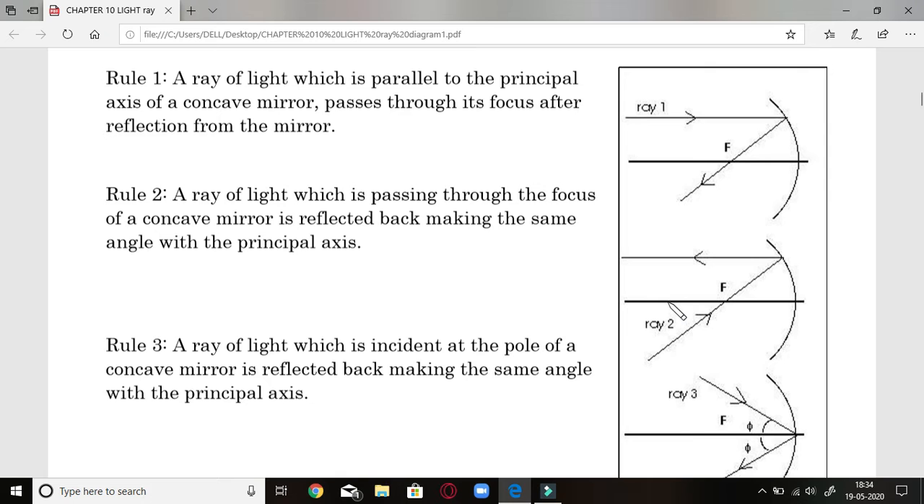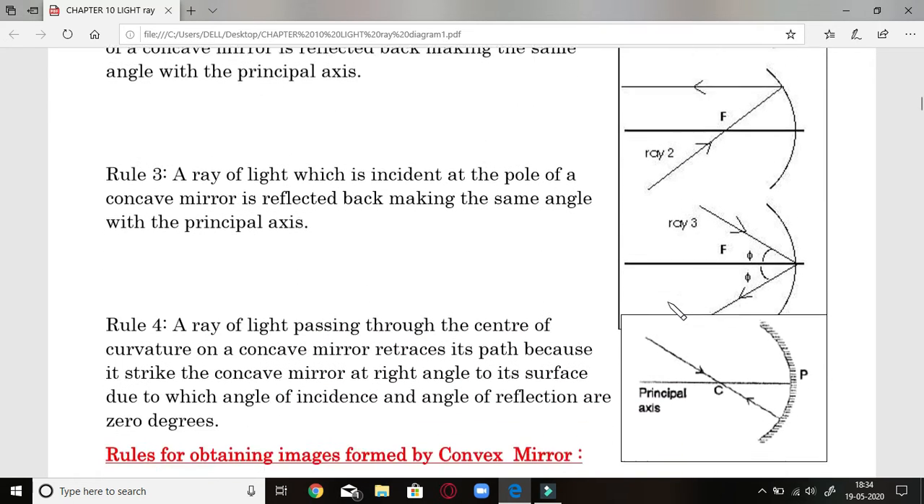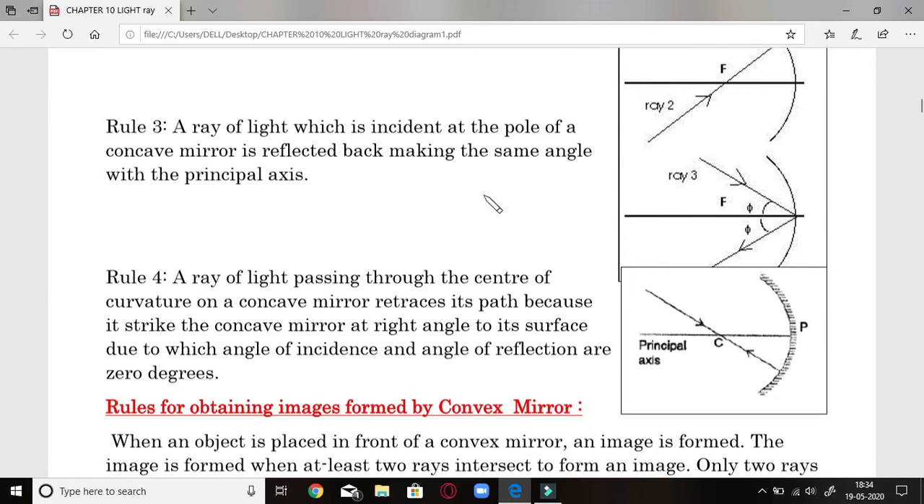Now the third rule is that you can also select a ray which is incident at the pole of the concave mirror and is reflected back, making the same angle with the principal axis, just like this one. This is an incident ray and a reflected ray. Now the angle of incidence should be equal to the angle of reflection here. This can also be selected.